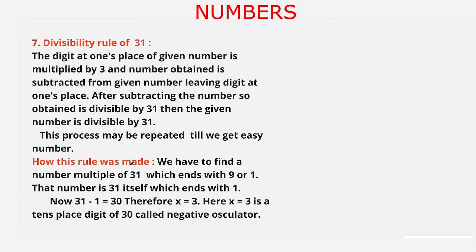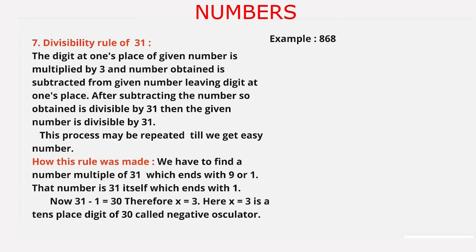How was this rule made? We have to find a number, a multiple of 31, which ends with 9 or 1. That number is 31 itself, which ends with 1. Now 31 minus 1 equals 30. Therefore x equals 3. Here x equals 3 is the tens place digit of 30, called negative osculator. Why is it called negative osculator? Because we are subtracting 1 from 31. You will understand this by some example.